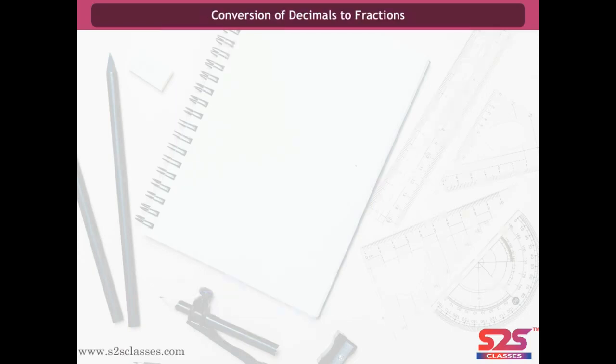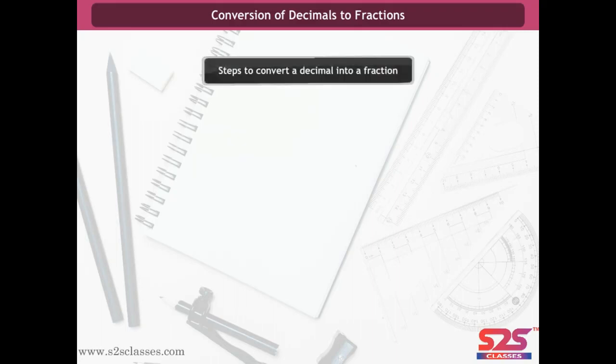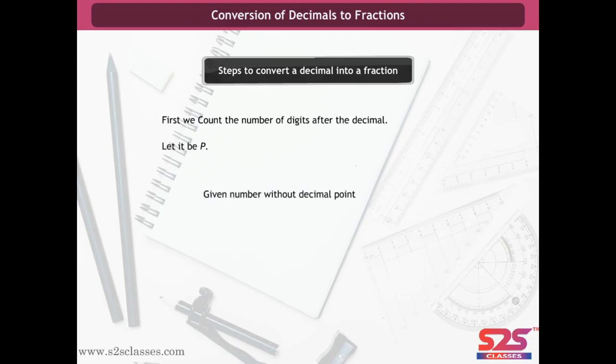Conversion of decimals to fractions. We know how to convert decimals into fractions. Let us consider some decimals and convert them into their fraction forms. First, look at the steps to convert a decimal into a fraction. First, we count the number of digits after the decimal. Let it be p and write the fraction as the given number without decimal point divided by 10 raised to the power p, and then reduce the fraction into simplest form.